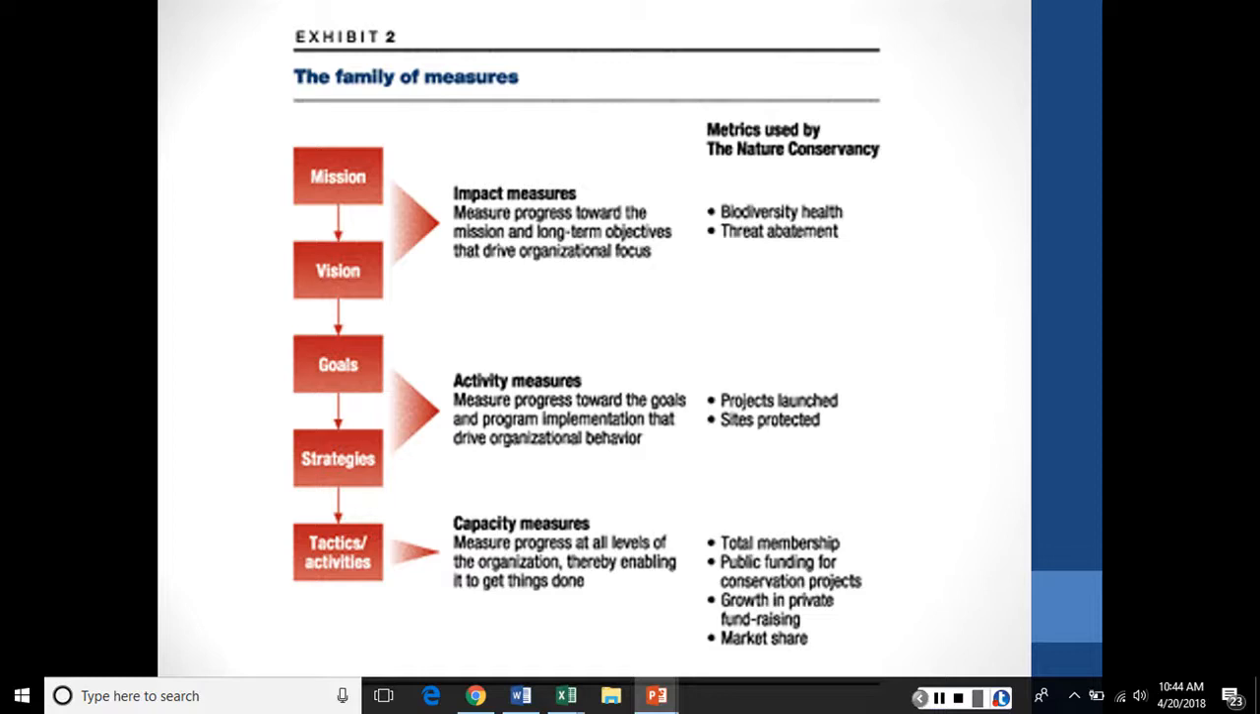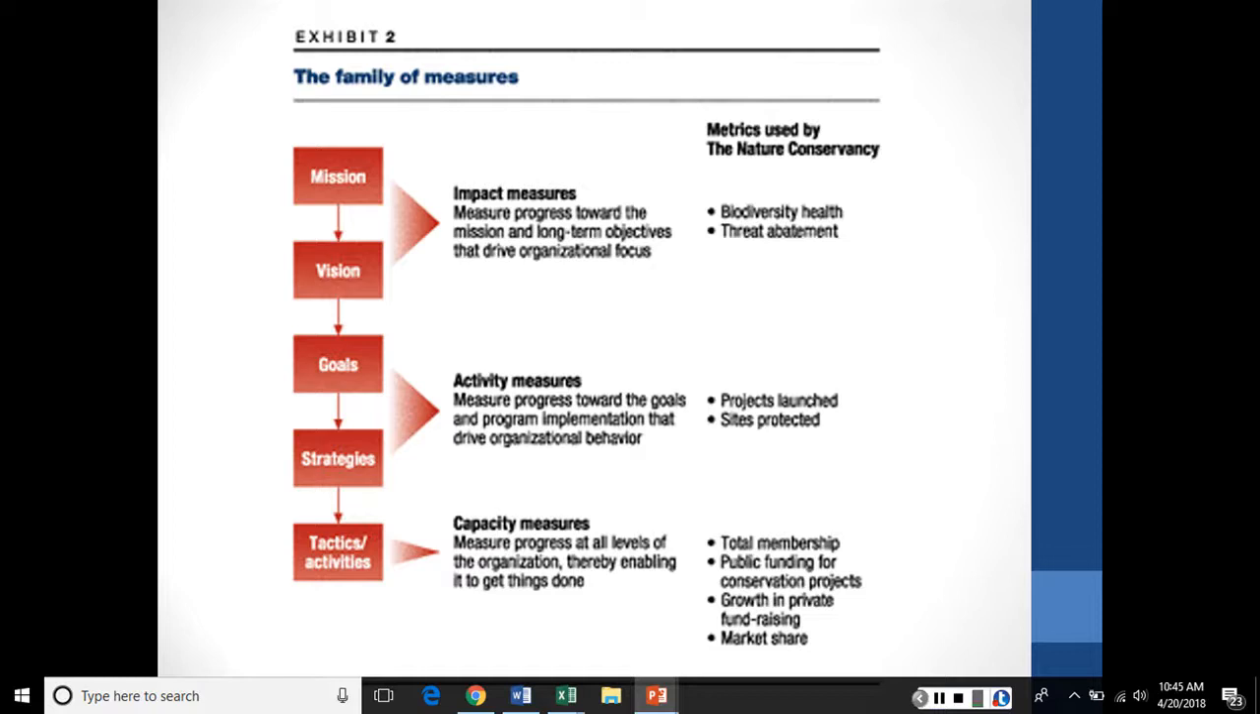So let's think about parenting classes. I used to lead some parenting classes on proper discipline. My overall impact was to reduce the number of kids who were abused, okay? So I was providing parenting classes, and by providing these parenting classes, I had my overarching goal of reducing the number of kids impacted. I could then look at my activity measures.